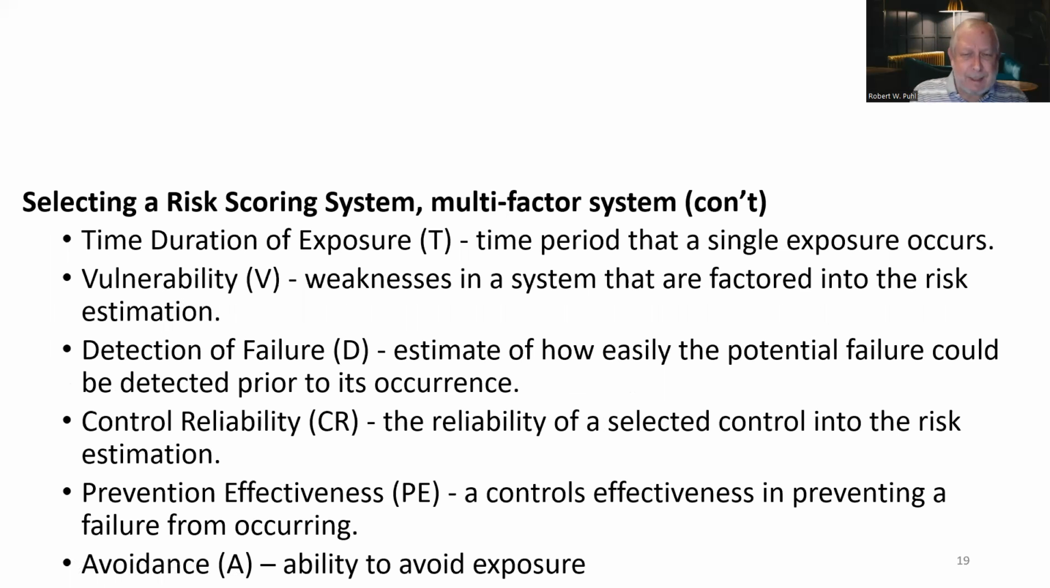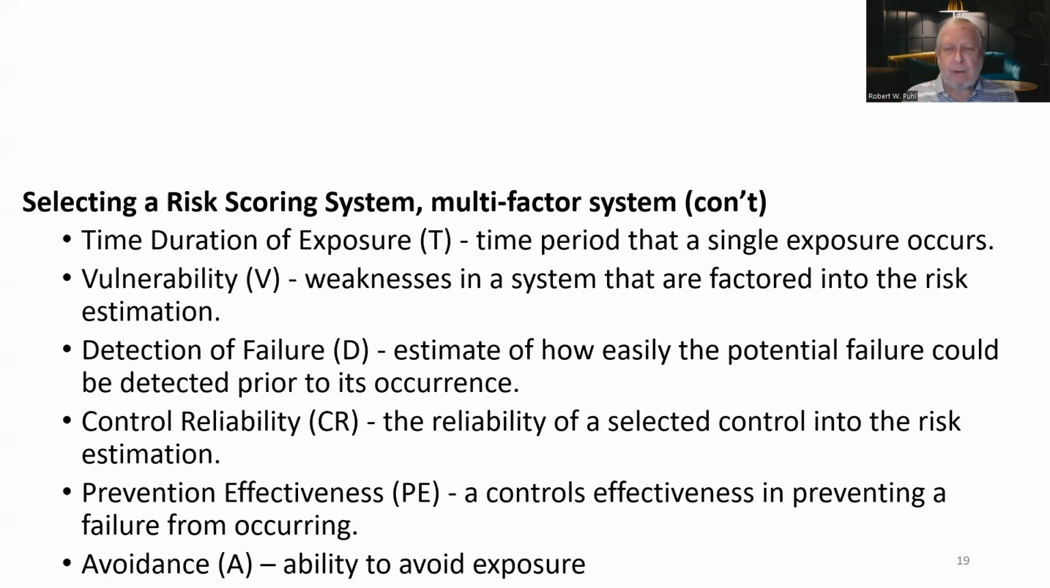Vulnerability, weaknesses in the system that are factored into the risk estimation. Detection of failure, estimate of how easily the potential failure can be detected prior to its occurrence. Now, not when it happened, but prior to it happening. Control reliability, the reliability of a selected control in the risk estimation. Prevention effectiveness, the control's effectiveness in preventing a failure from occurring, and avoidance, the ability to avoid exposure.